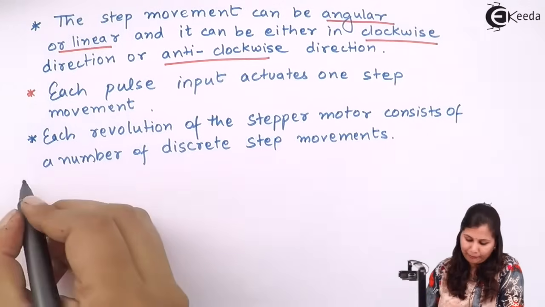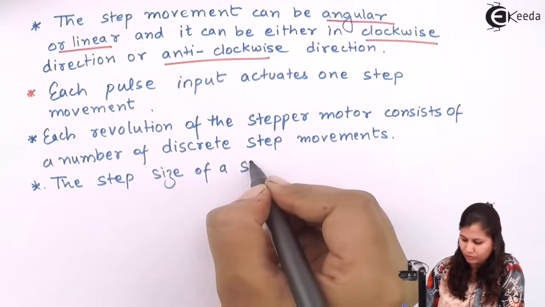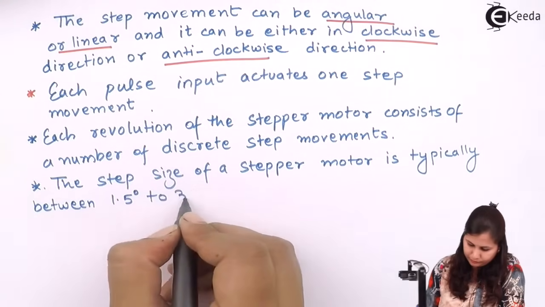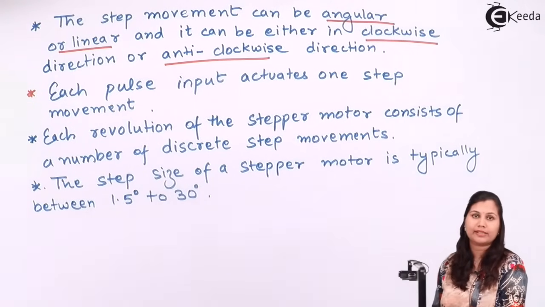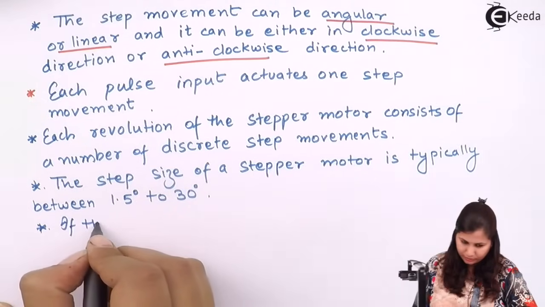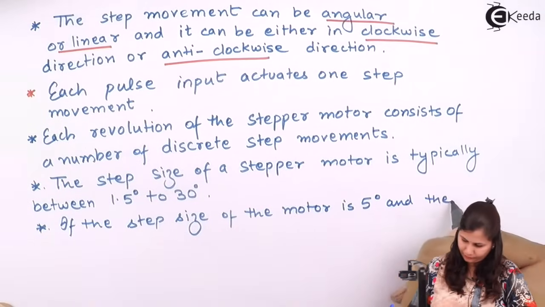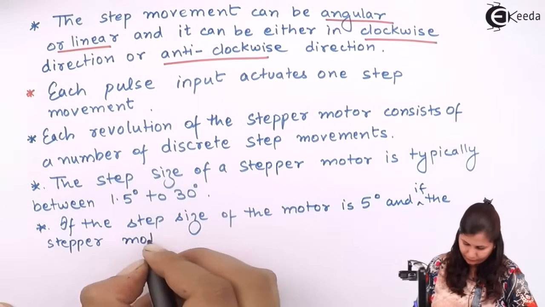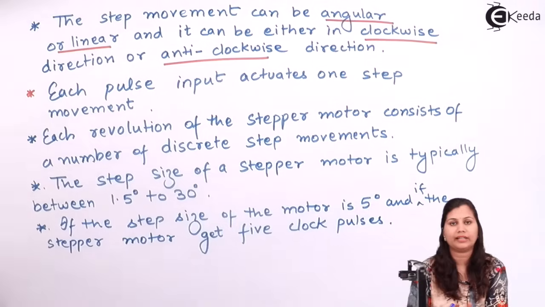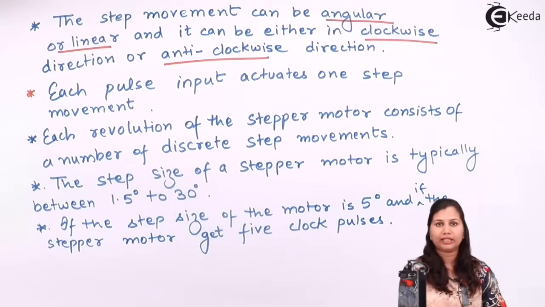Now to understand this, take an example. Suppose the step size of a stepper motor is in between 1.5 degrees to 30 degrees. The stepper motor is having the step size in the range of 1.5 to 30 degrees, and we are taking the example where the motor is having a step size of 5 degrees.